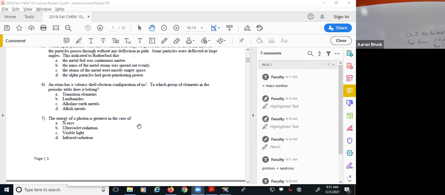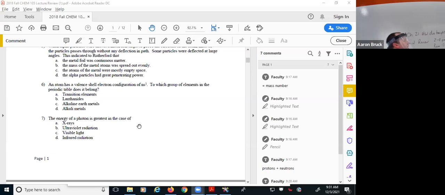Okay, so 2 things are being asked here. First of all, do you understand the idea of the configuration? And remember, when we're talking about the configurations, we're breaking that periodic table into blocks. The S block being that first 2 columns, the P block being the 6 columns here on the right, the D block being all the transition metals, and the F block being all of these inner transition metals here on the bottom.